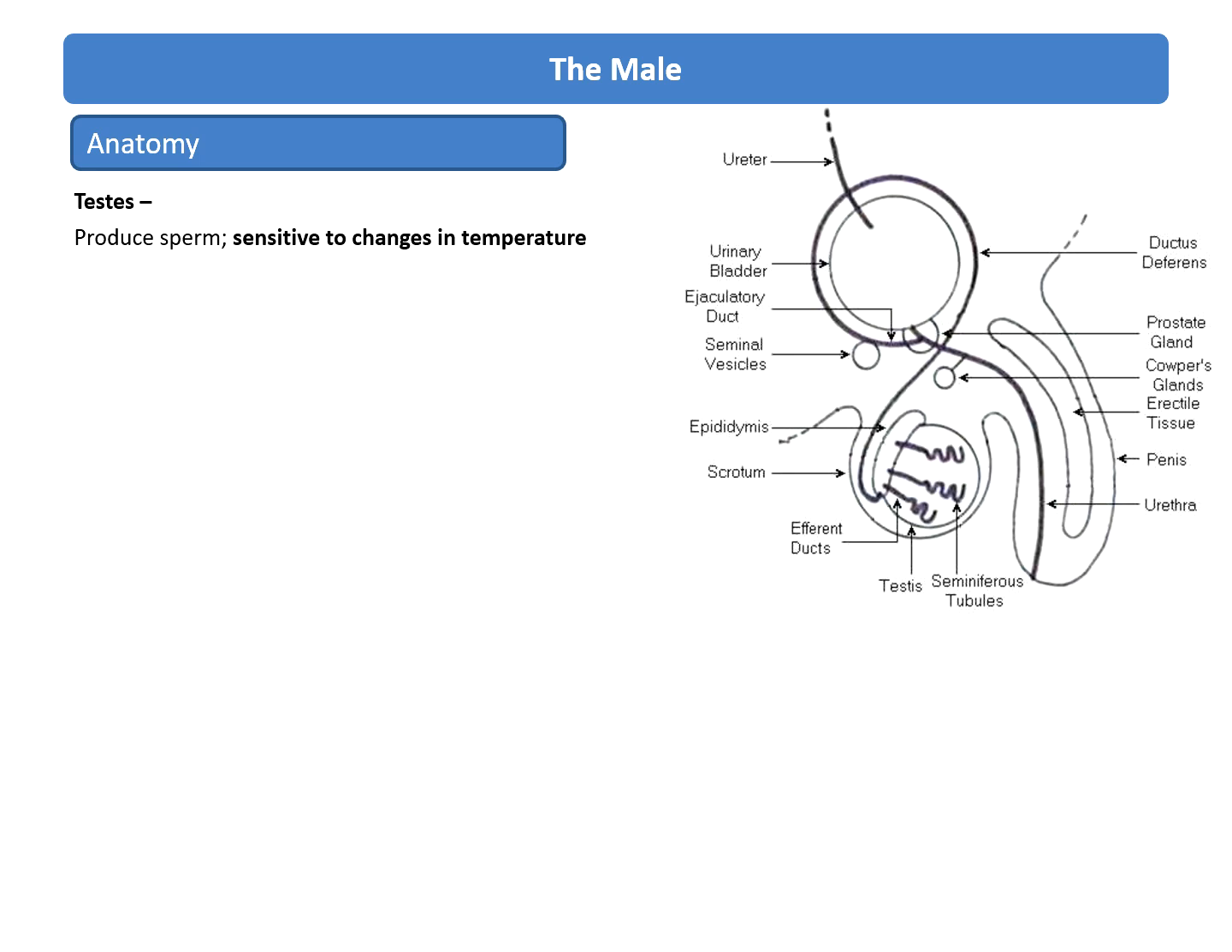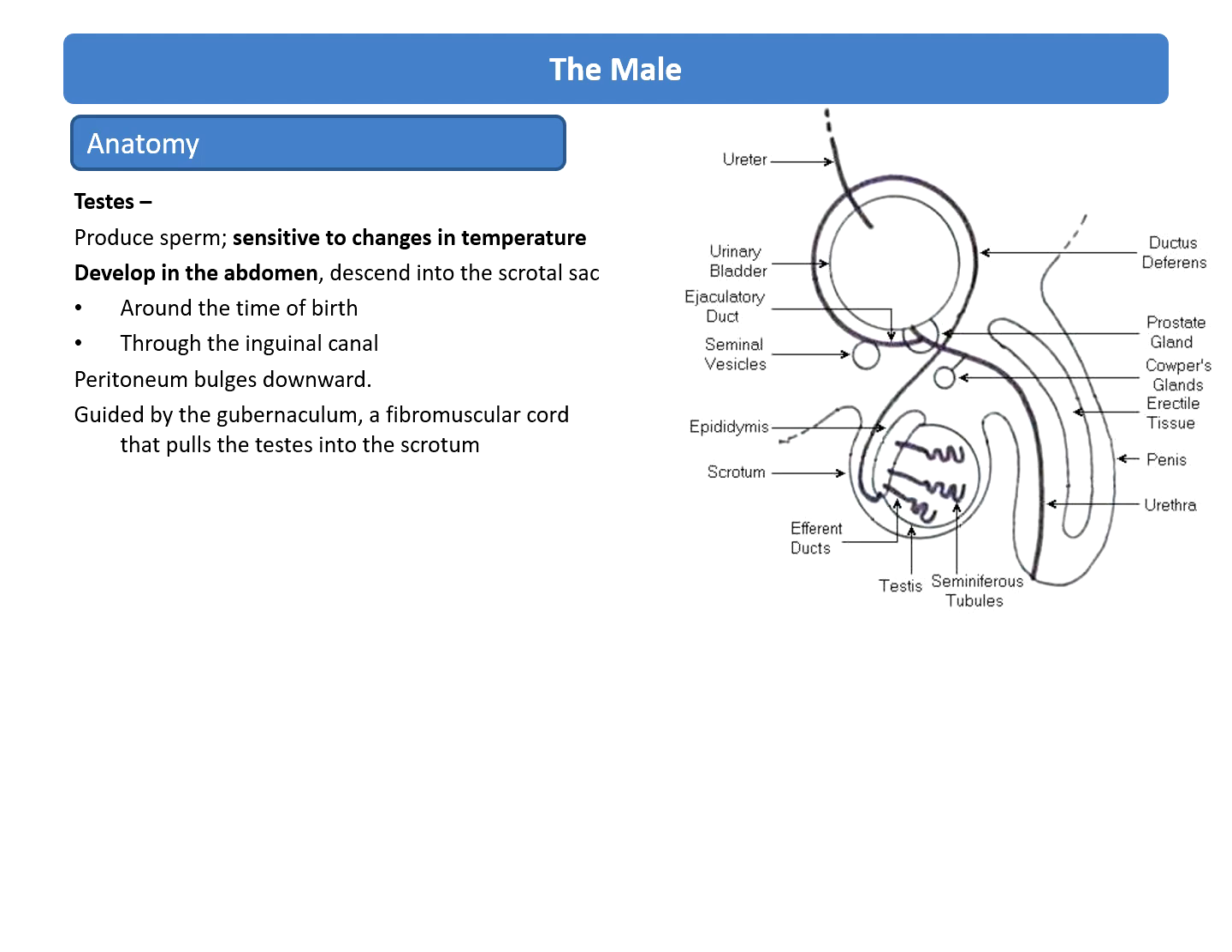The testes produce sperm. They're sensitive to changes in temperature. They develop in the abdomen of the embryo and descend into the scrotal sac around the time of birth through a canal called the inguinal canal. Peritoneum, which is an inner lining of the abdomen, bulges downward, guided by the gubernaculum, the fibromuscular cord that pulls the testes into the scrotum.